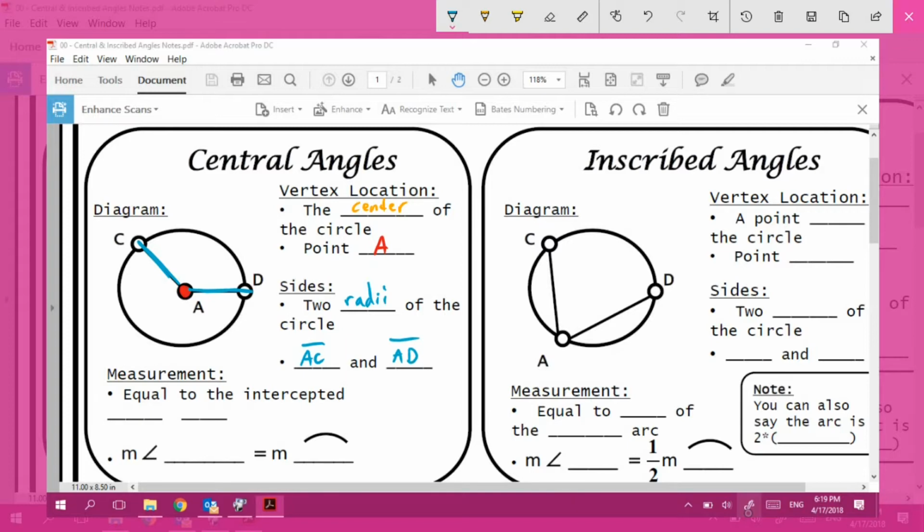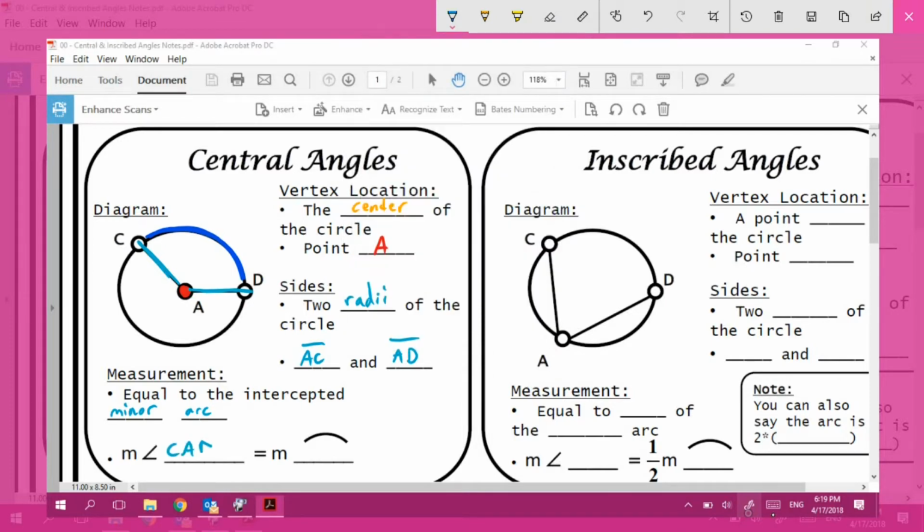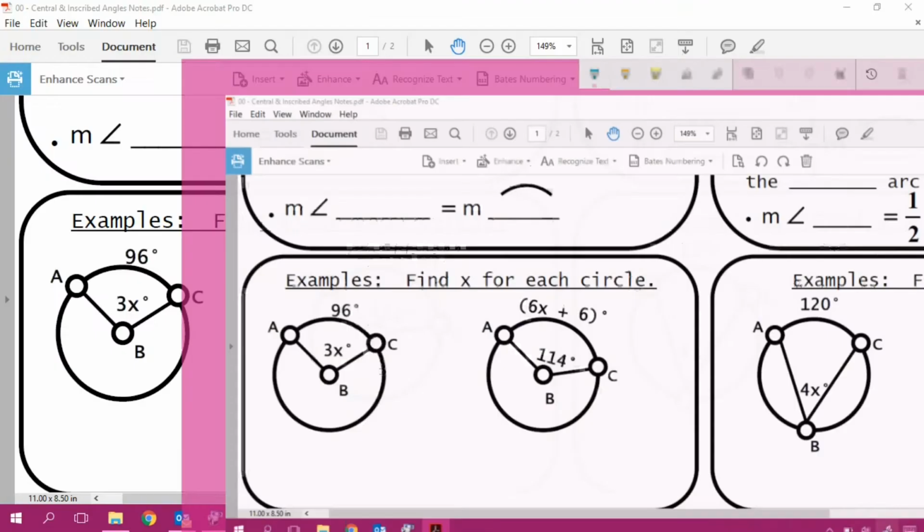All right, so now, here's a special rule about the central angle. It is equal to the intercepted minor arc. Now, you see, look, the minor arc right here would be CD. Right there, CD. So, the measure of my angle, which is, how do I label that? CAD or DAC, your choice, is equal to the measure of arc. How do I label that arc? CD or DC. You can do it either way.